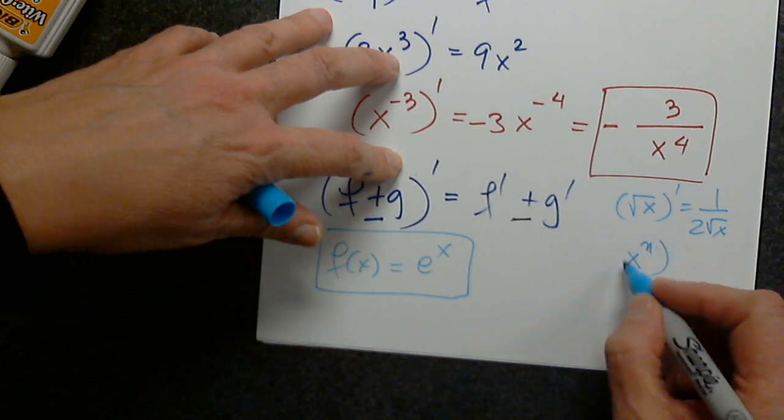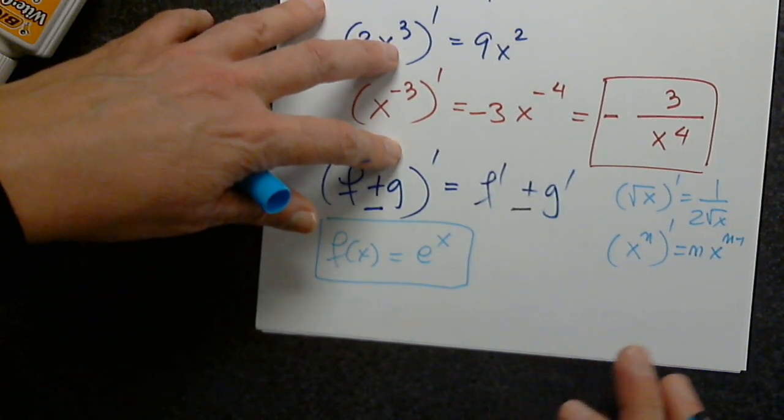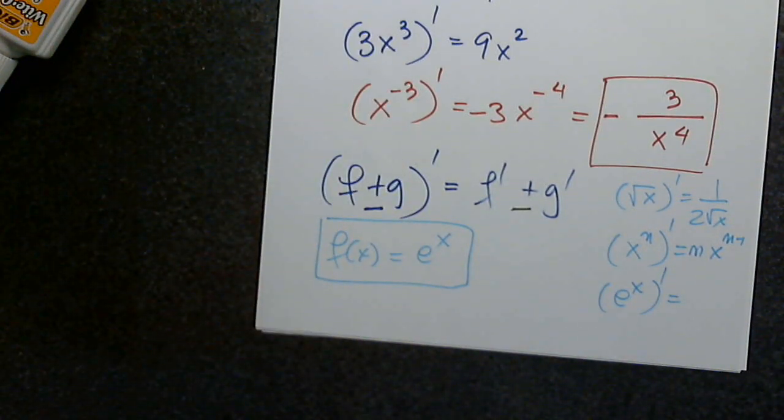We know the derivative of x to the nth power is n x to the n minus 1. And I want to add here the derivative of e to the x, and we will see what it is. Even if you know it, that's fine. Hold on to your thought for a second.